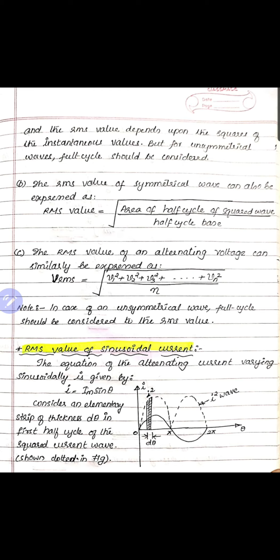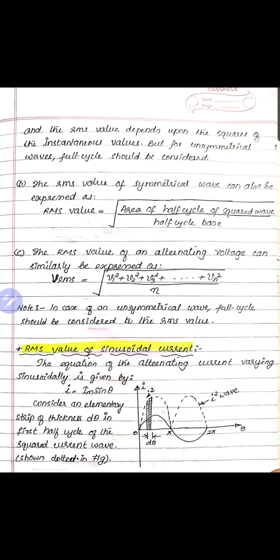Okay, then RMS value of sinusoidal current. As we have found the average value of sinusoidal current, we are going to find the RMS value of sinusoidal current. First, we draw a waveform, a sine wave. Then we need to get the squared wave. So we square the current, and you will get two positive squared peaks, for 0 to pi and pi to 2 pi. Consider the equation I is equal to Im sin theta.